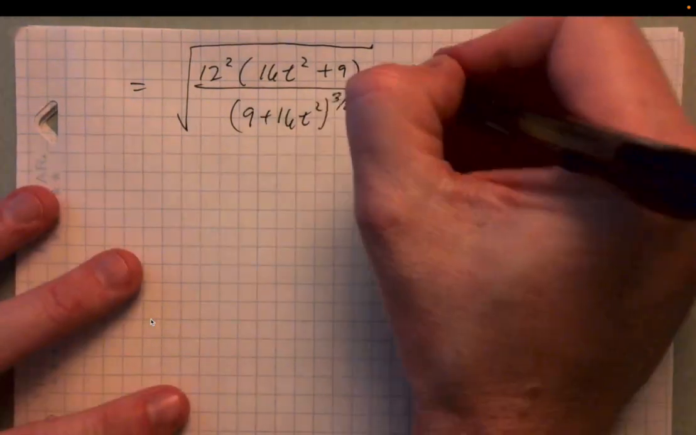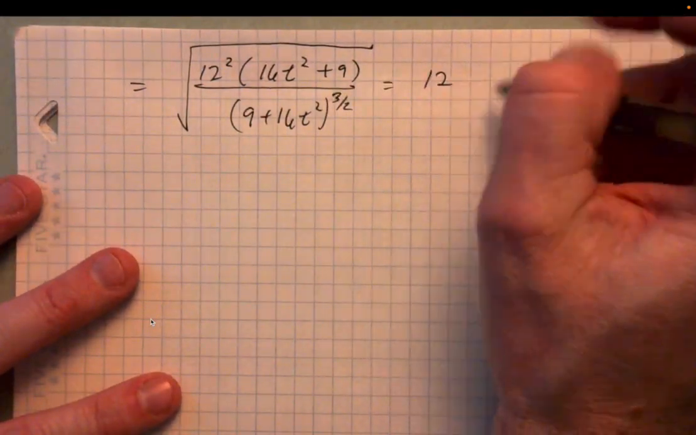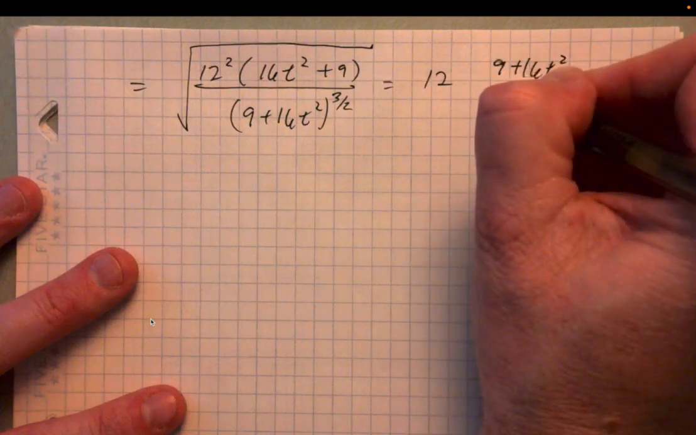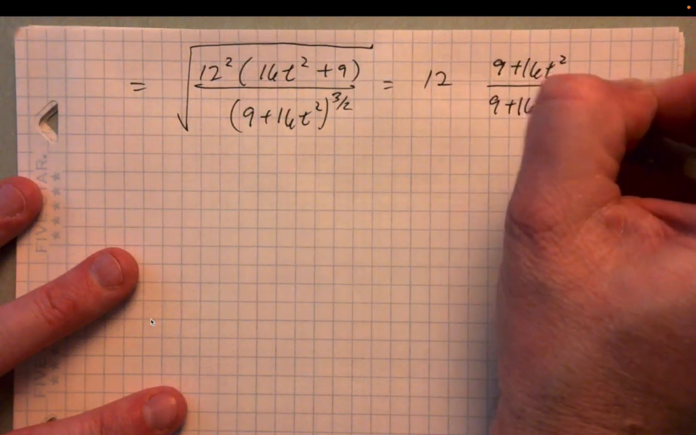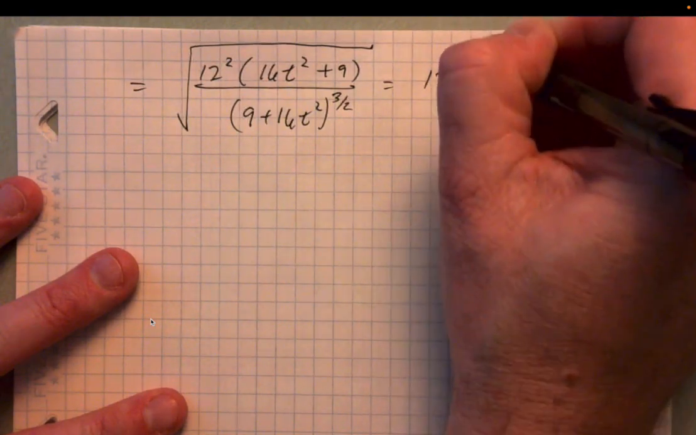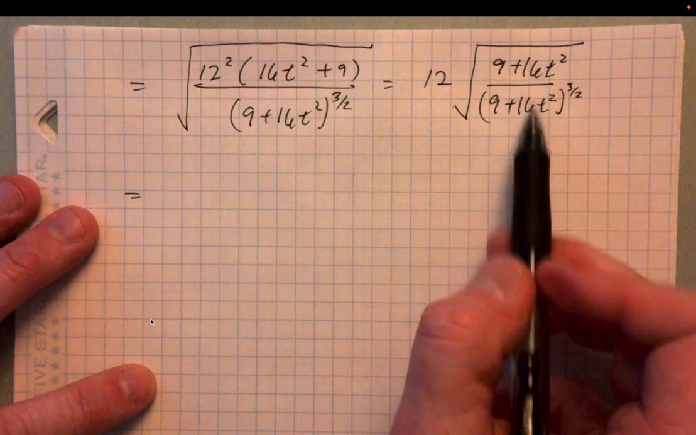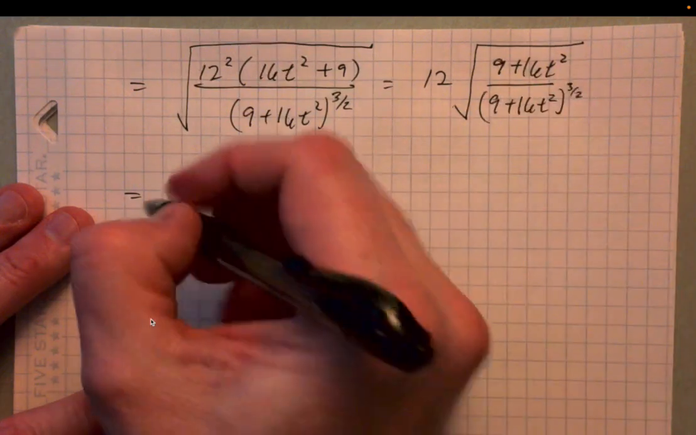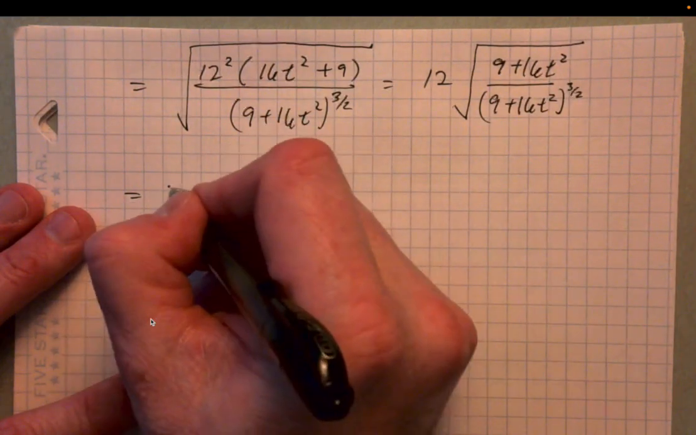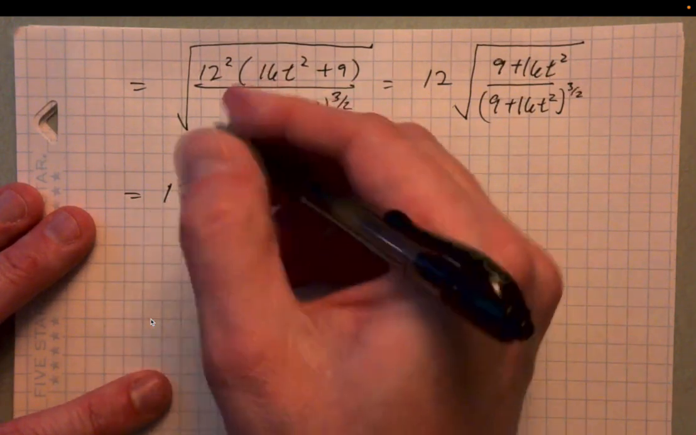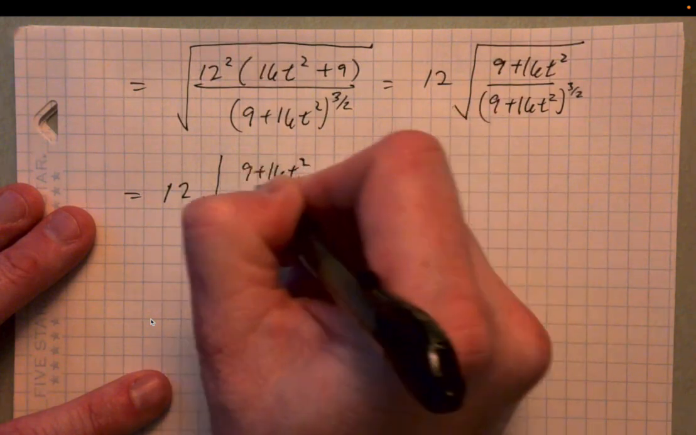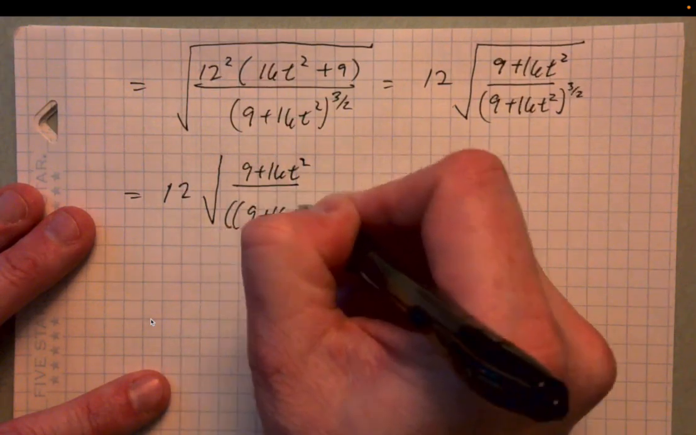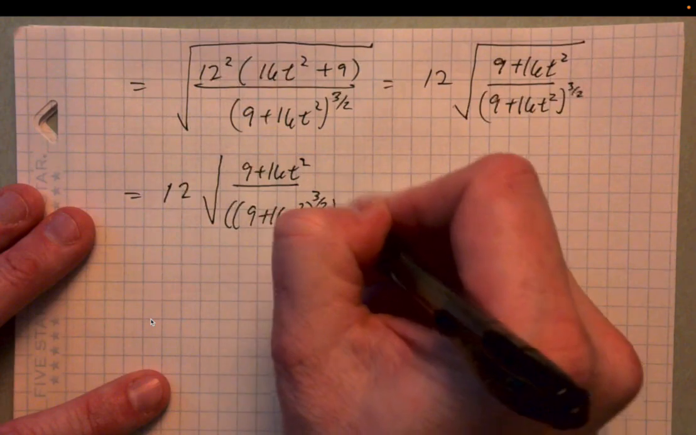And so this simplifies down pretty nicely, doesn't it? Pull the 12 out, and what do we have here? We're going to have 9 plus 16t squared on the top, and 9 plus 16t squared to the 3/2 power on the bottom. All right, and so this will cancel, won't it? Well, one way to write it would be like this. We could write this as 12 times the square root of 9 plus 16t squared divided by, and I'm going to write it slightly differently. I'm going to write it like this: 9 plus 16t squared, and then that's the 3/2 power, and then squared again.